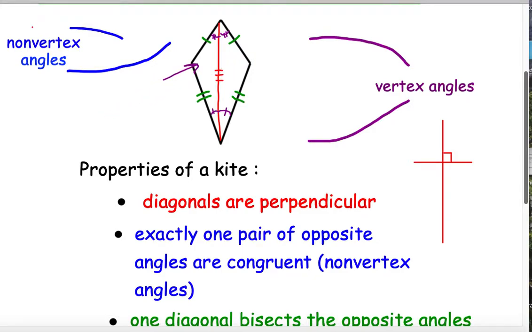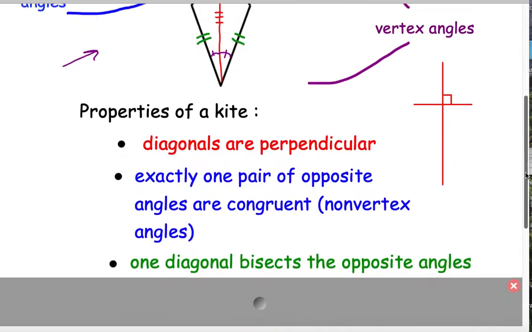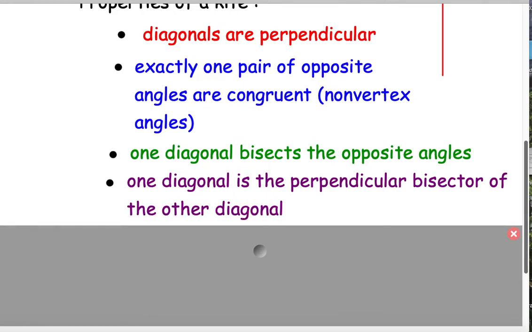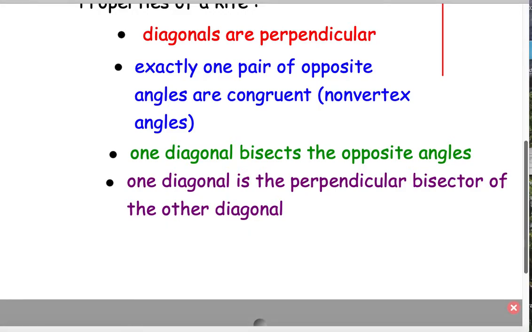And we also have that these two angles, these non-vertex angles, are congruent as well, because these two triangles are congruent. So if you get stuck on the properties, sometimes it helps. Draw in this one diagonal here, and then you should be able to see all these other properties. And we have another one. One diagonal is the perpendicular bisector of the other diagonal.